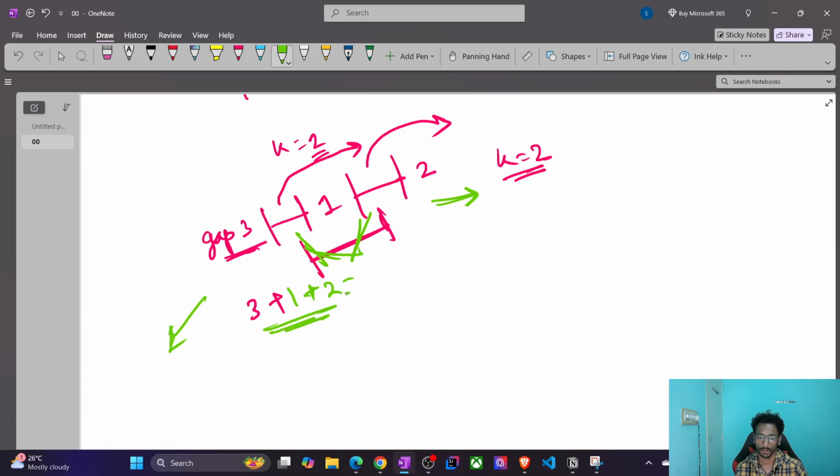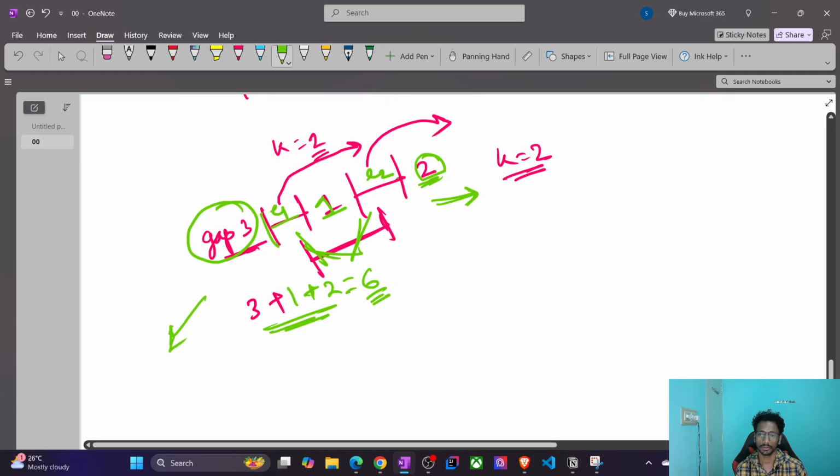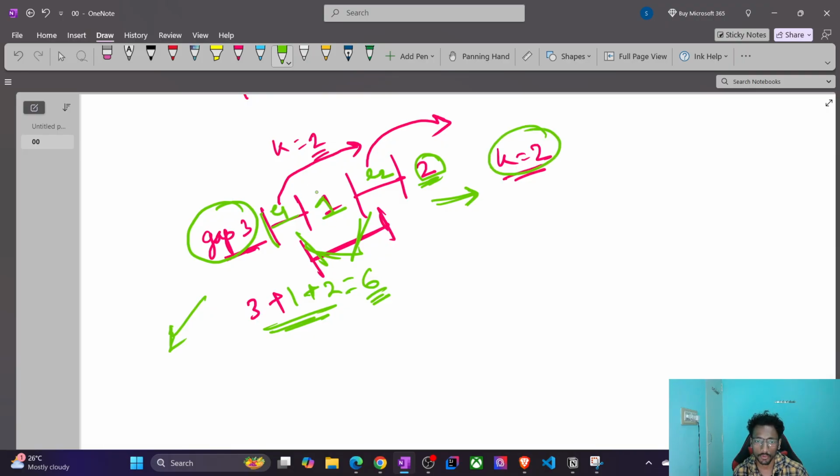Got it? Why is it 6? The initial gap is 3, then there is event 1, then in between there is another gap 1, then there is event 2, then we have gap 2. So here I can do the operation 2 times. I can change 2 events. So ultimately how many gaps can I get? I can consume 3 gaps, because I can change 2 events. So ultimately I can merge this gap, this gap and this gap. So ultimately I can get 3 gaps, right?